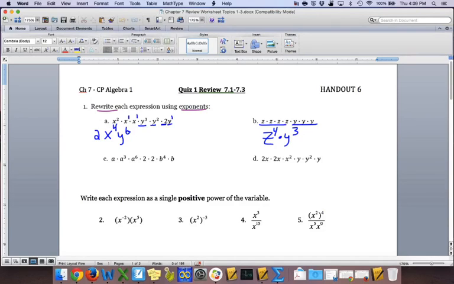Okay, next one. I like collecting my constants, my numbers first. So 2 times 2 is 4. And then I have some a's. I have 10 of them. Okay, and then my b's, looks like I have 5 of them.